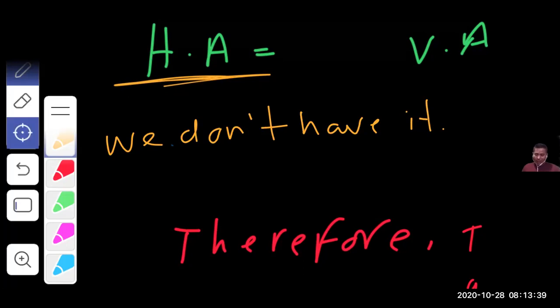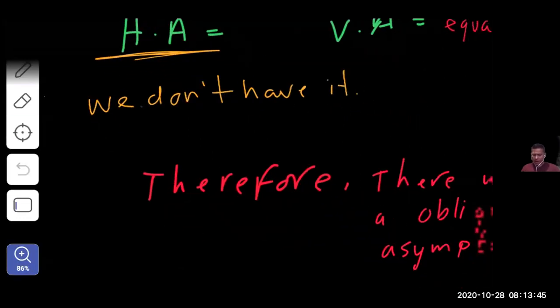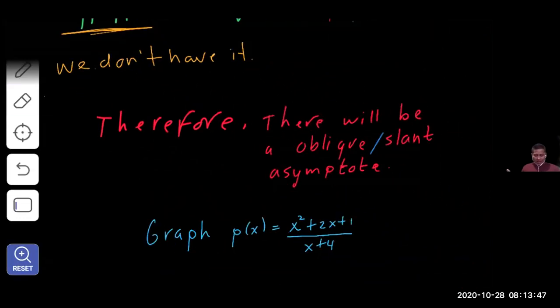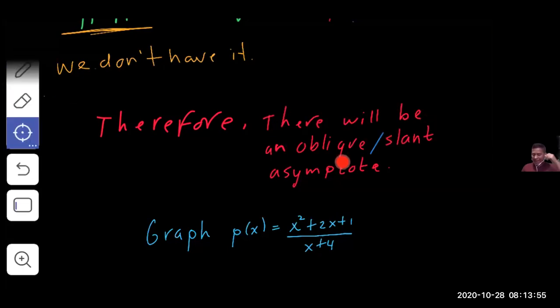In this case, 3.1, we're not going to have a horizontal asymptote. And what are we going to have then? Therefore, there will be an oblique or slant asymptote. What is an oblique or slant asymptote? I'm going to explain what that is.